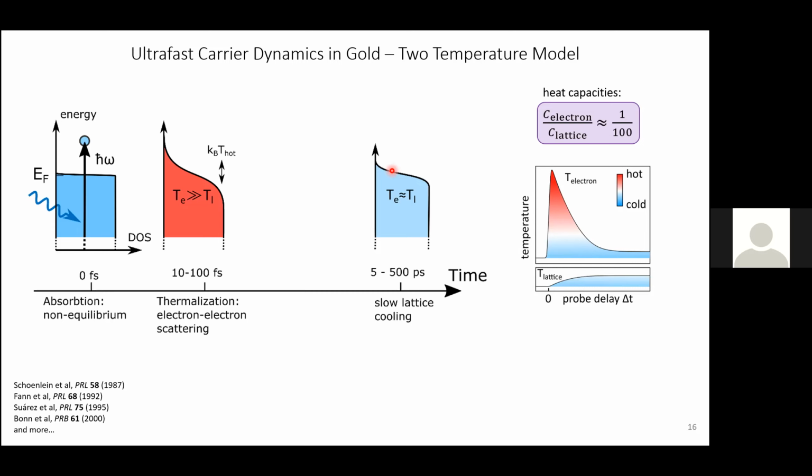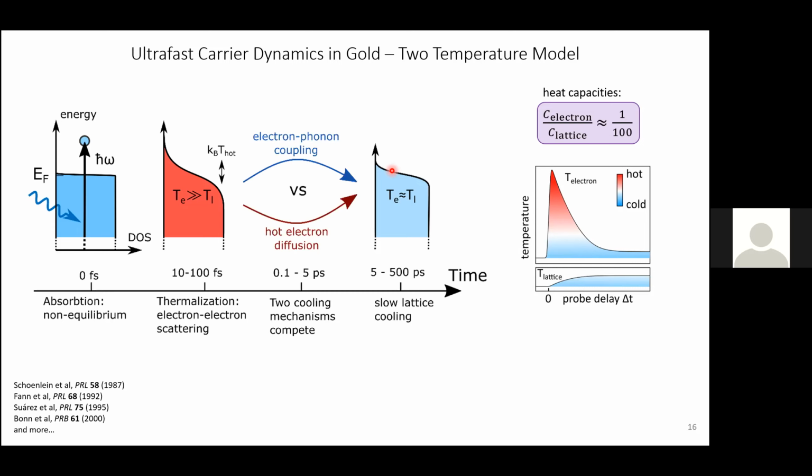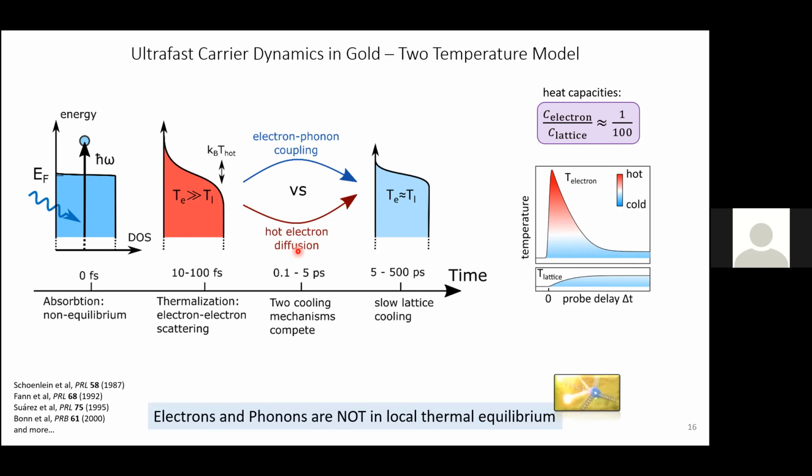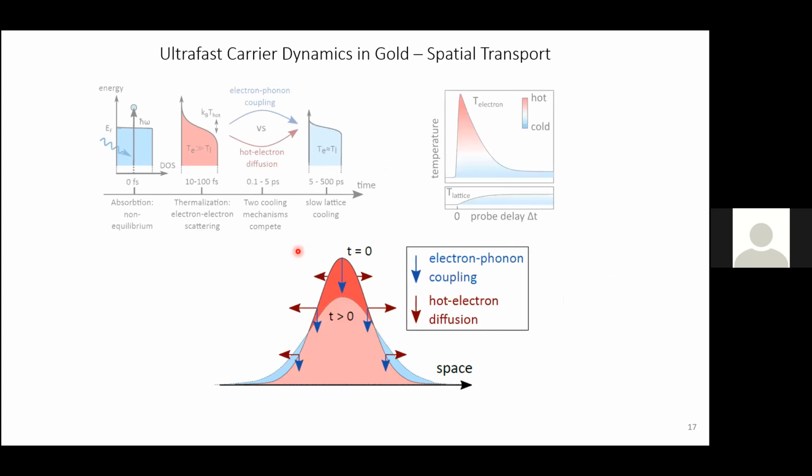Mainly people will answer probably electron phonon coupling. Yes, that's right. But there's also the hot electron diffusion. So spatially, the hot electrons can actually diffuse out of plane. But this, in a purely temporal study, cannot really be disentangled. So the idea here is: these non-equilibrium electrons and phonons, can we now look at them in space and time?